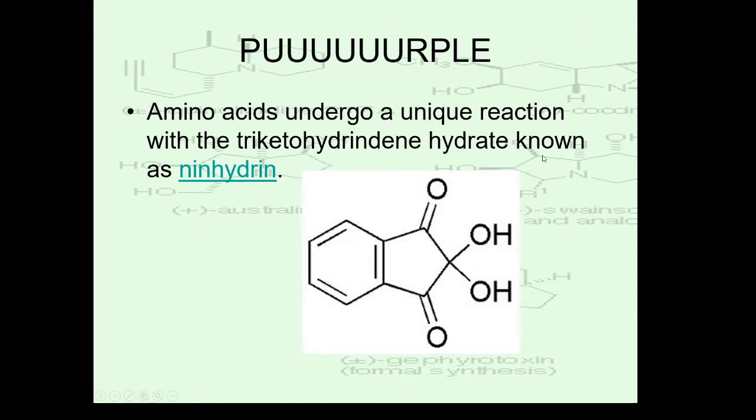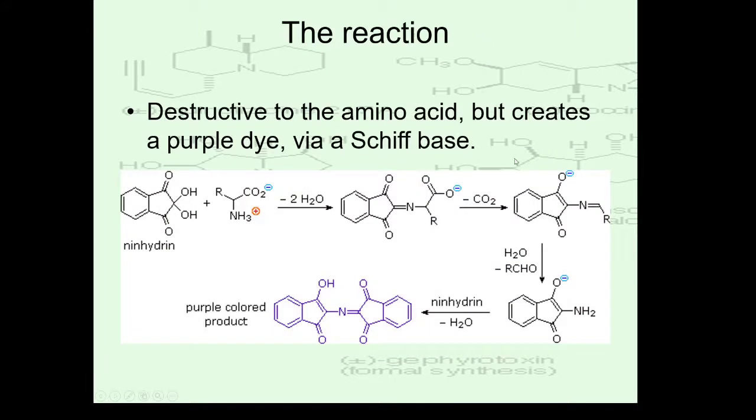So amino acids interact with this ninhydrin. This is the full name of ninhydrin, triketohydrindene hydrate, known as ninhydrin, and it will create a purple complex in the presence of amino acids. So here is the general reaction for an amino acid reacting with ninhydrin to give us the purple color. Our amino acid is represented there as the second thing with the NCH3CO2.